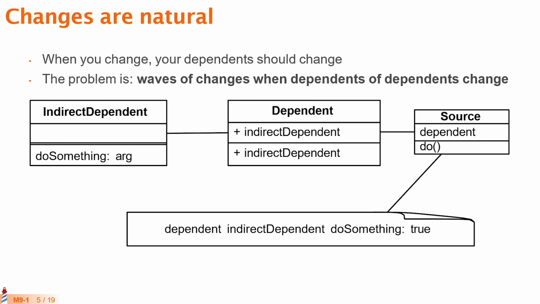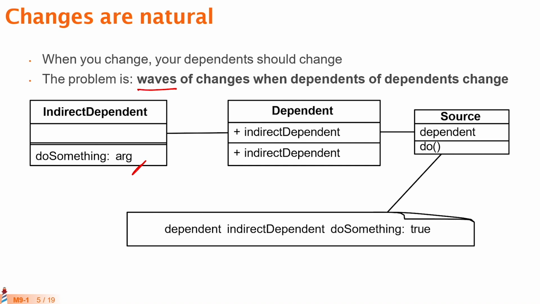Now, what happens if we want to change some part of this application? Changes are natural, so it's common that we are going to change stuff. So the question is, when we want to change something, how are we going to be impacted? In particular here, if we want to change something in the indirect dependent, what are the possible impacts that we're going to get in the rest of the system? In this particular case, what we get is what we call waves or chains of effects or changes.